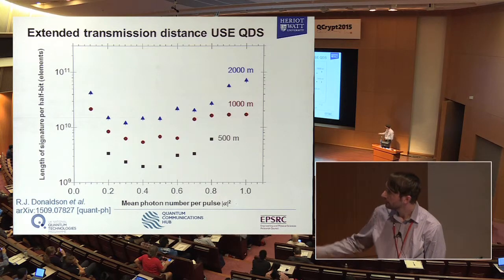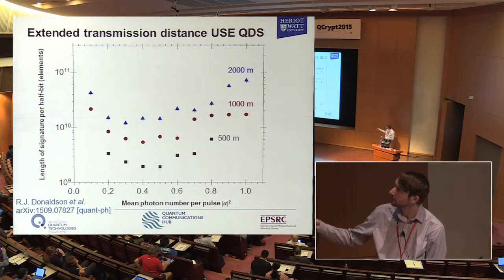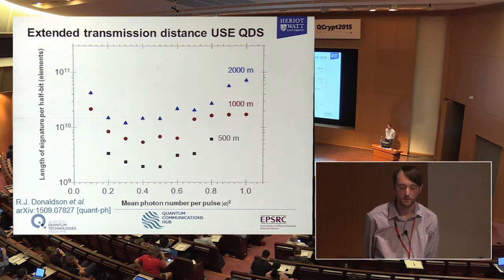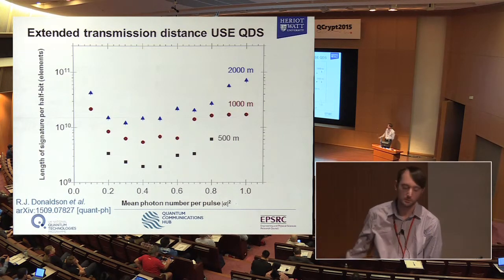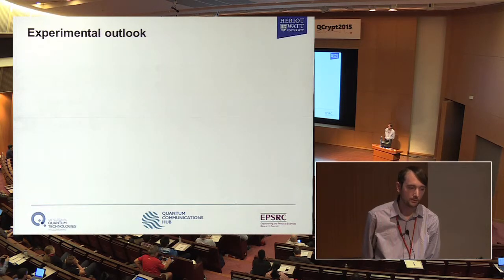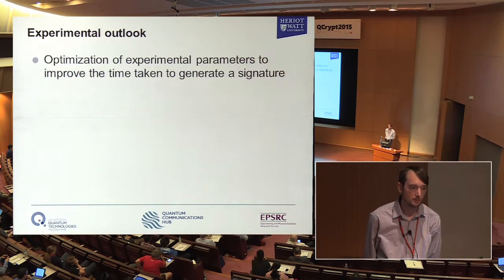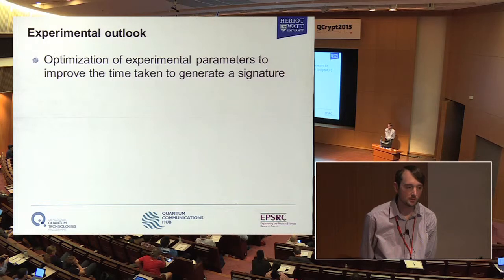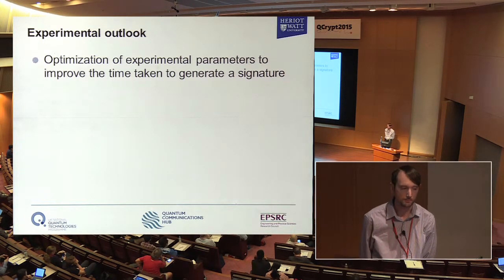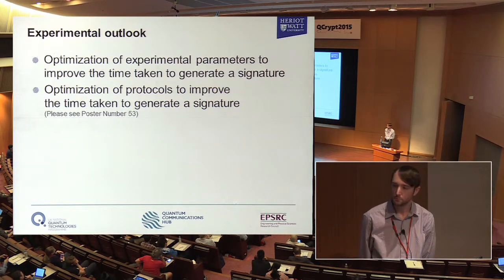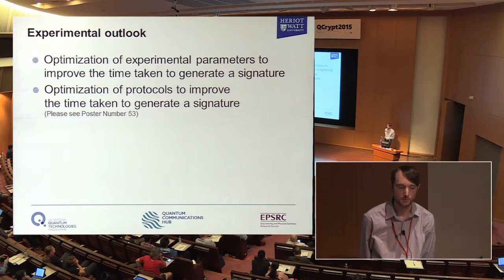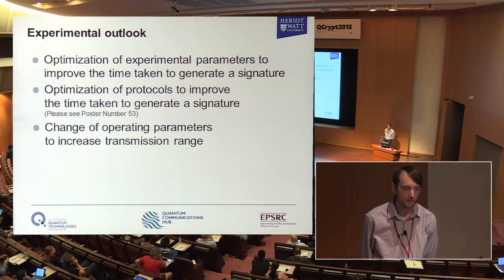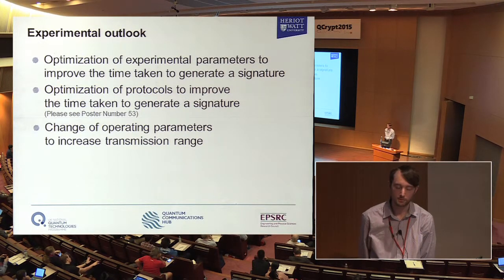I should also point out that these little points that are tailing off just here at the end are just down to nonlinearities in the detectors we used, and they are removable from this. So to summarize the experimental outlook, the optimization of the experimental parameters will allow us to improve the time taken to generate a signature. And we're looking at improved protocols, which will allow us to generate a signature, which are again summarized in Ryan's poster, number 53. We can also change the operating parameters to increase the transmission range.